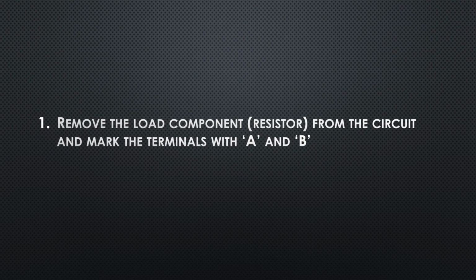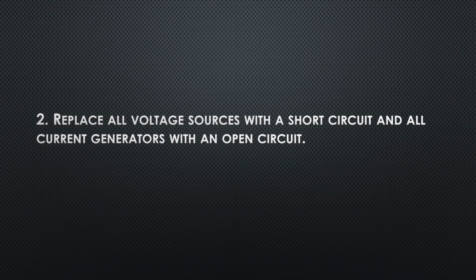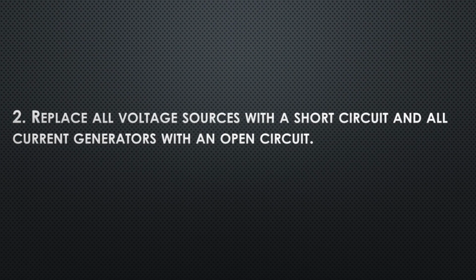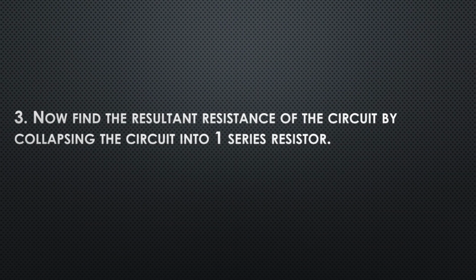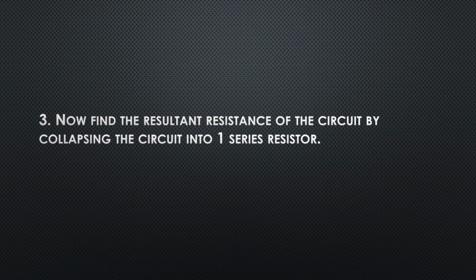Now there are 5 steps to applying this theorem, and they are as follows. Step 1. Remove the load component from the circuit and mark the terminals with A and B. Step 2. Replace all voltage sources with a short circuit and all current generators with an open circuit. Step 3. Now find the resultant resistance of the circuit by collapsing the circuit into one series resistor.